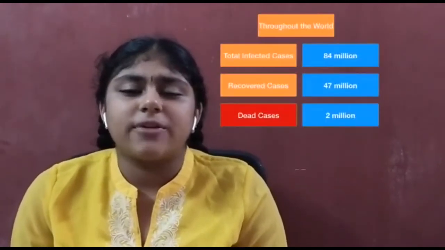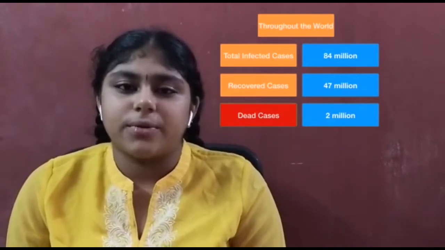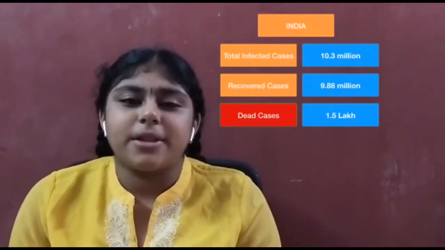84 million people were affected by coronavirus, out of which 47 million people were recovered, and close to 2 million people are dead. In India, 10.3 million people were affected by coronavirus, out of which 9.88 million people are recovered, and 1.5 lakh people are dead.